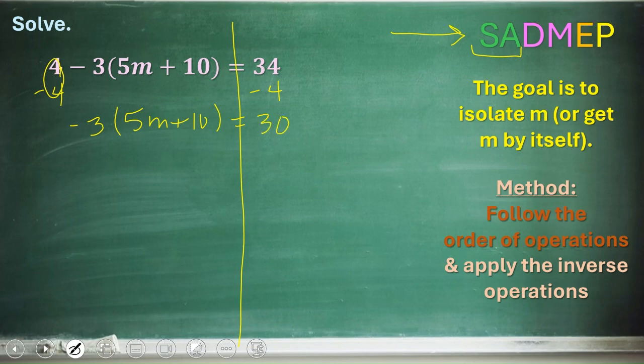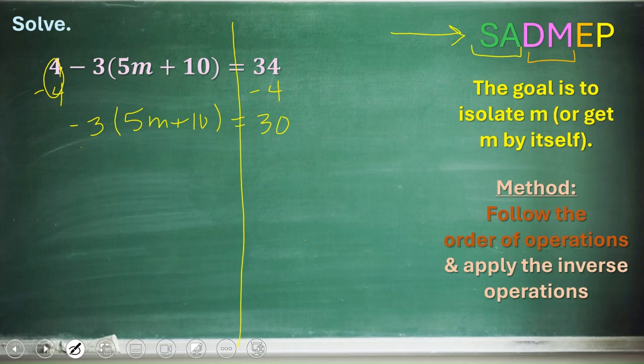Now I'm going to look at SADMEP again, and I notice that I should be looking for anything that is being multiplied or divided. And we do those working from left to right. Same with addition and subtraction. We work from left to right, just like we read a book from left to right. So I notice that I have 5m, and that is being multiplied, but it's still trapped inside of the parentheses, so I cannot do anything there. I also notice that negative 3 is being multiplied by that entire binomial, 5m plus 10. So that is the multiplication I'm going to do.